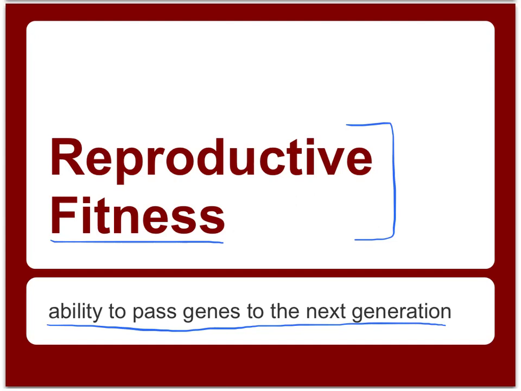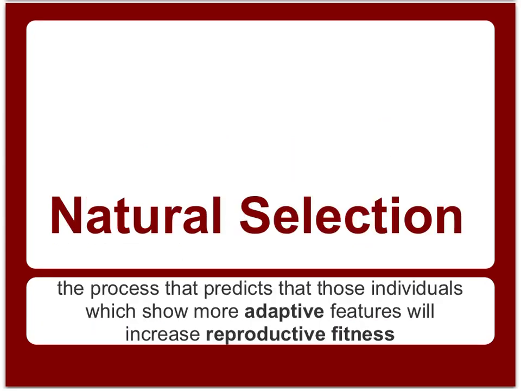So let's come up with a comprehensive definition for natural selection, using the two previous definitions that we established. Natural selection is the process that predicts that those individuals which show more adaptive features or traits will increase their reproductive fitness. In other words, those organisms that can best compete for resources, whatever those resources may be, will best be able to survive, reproduce, and pass their genes on to the next generation.